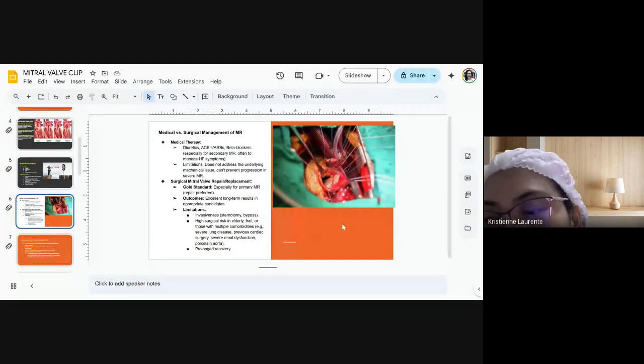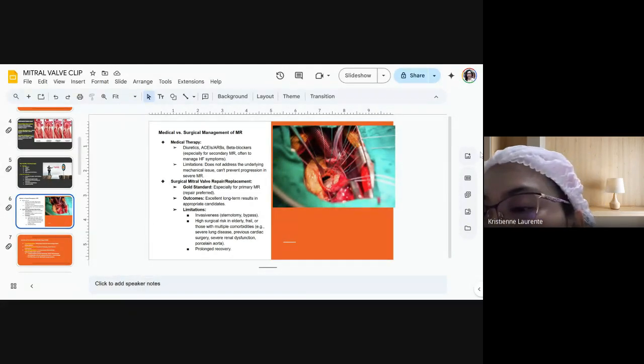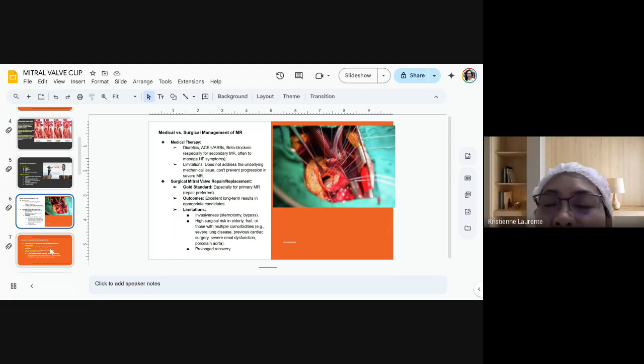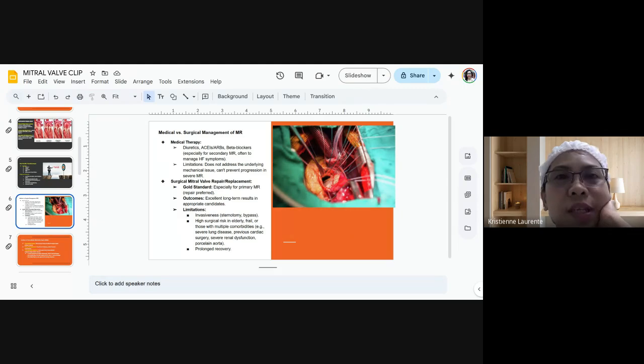Mary Ann, yes, ma'am. Good morning. Can you give us a short brief or summary of the flow of the procedure? In the procedure, how does it go? Inserted from where to where? So, the flow of mitral clipping.